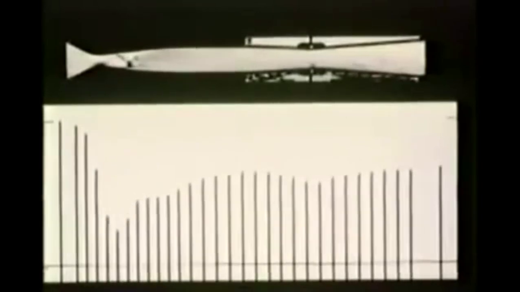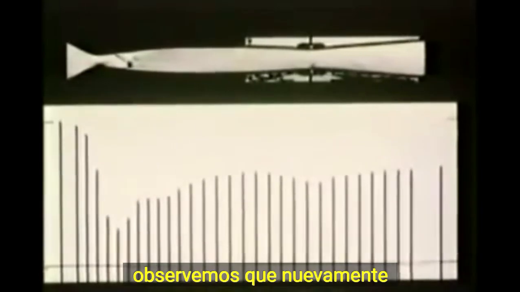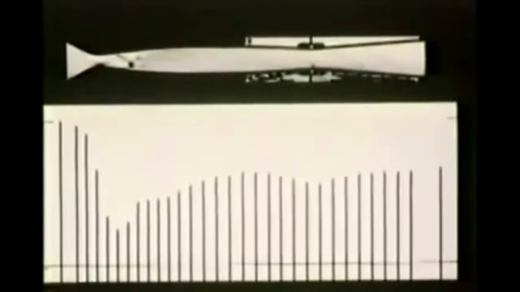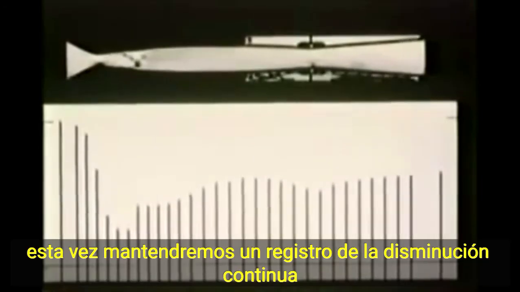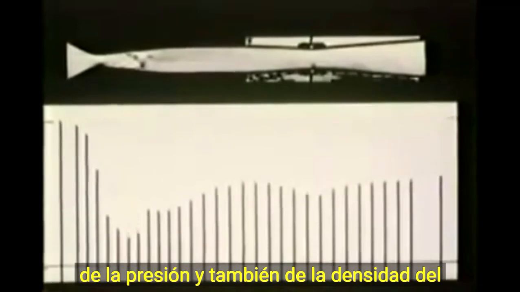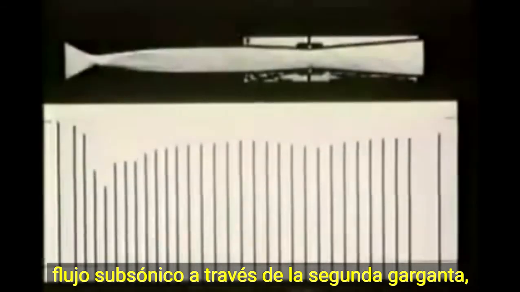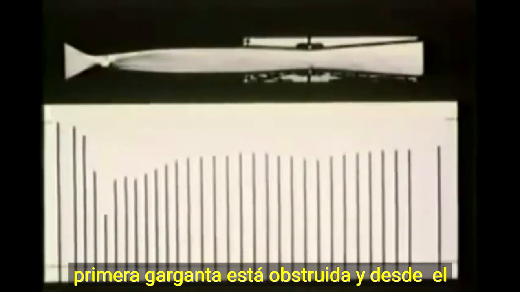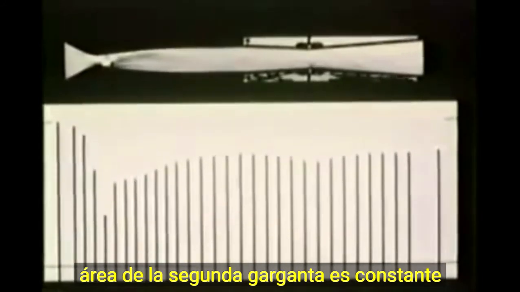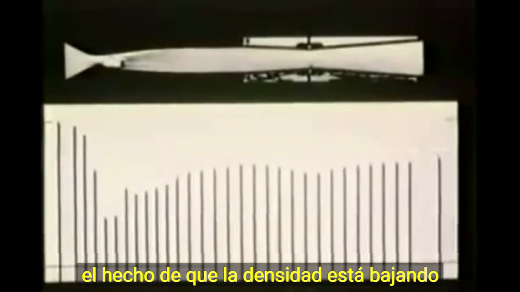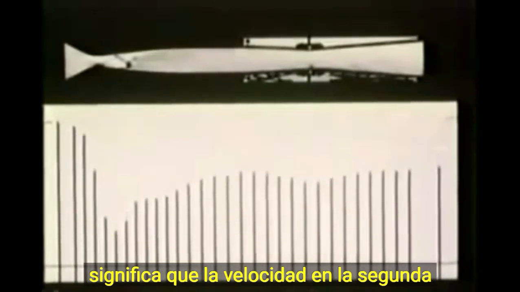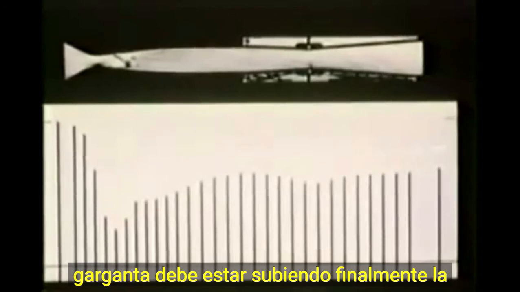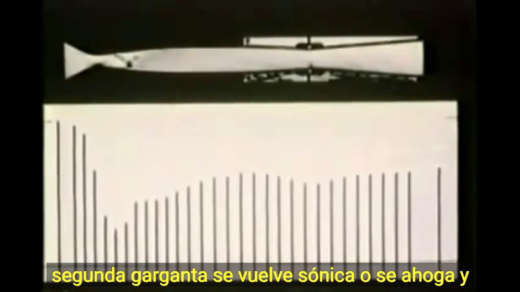Let's watch that again. This time we'll keep a record of the continual decrease in pressure and also density of the subsonic flow through the second throat. Since the mass flow is fixed, because the first throat is choked, and since the area of the second throat is constant, the fact that the density is going down means that the velocity at the second throat must be going up. Finally, the second throat goes sonic, or chokes, and the channel is blocked.